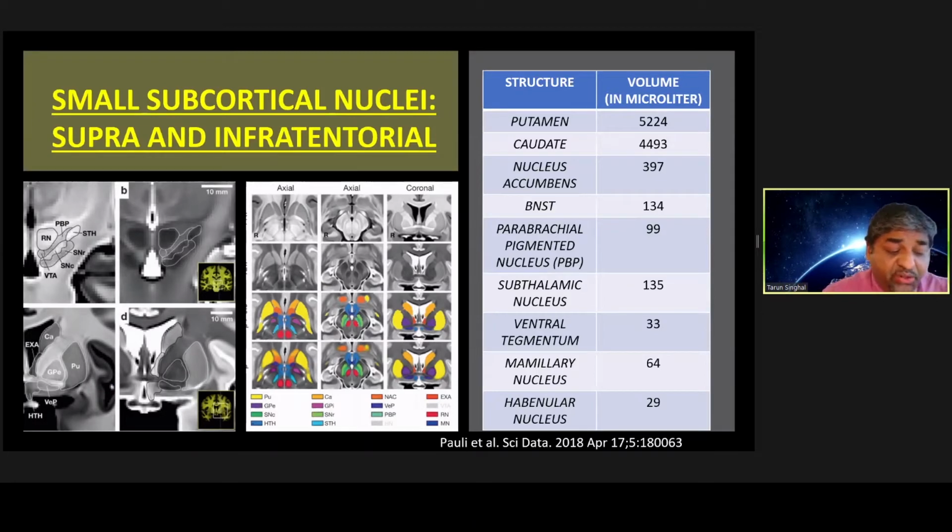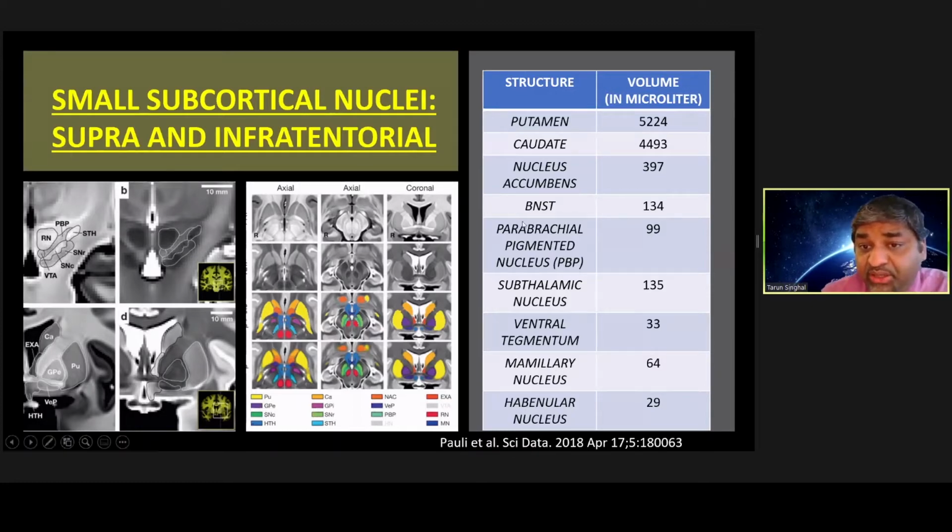The volumetric resolution of current molecular imaging techniques, like PET scanning, for example, is approximately 100 microliters. So I would like to suggest that structures that are less than 200 microliters in their volume may be considered as small nuclei. And there are several such small nuclei that are highly relevant for understanding not only normal brain function, but also various brain diseases.